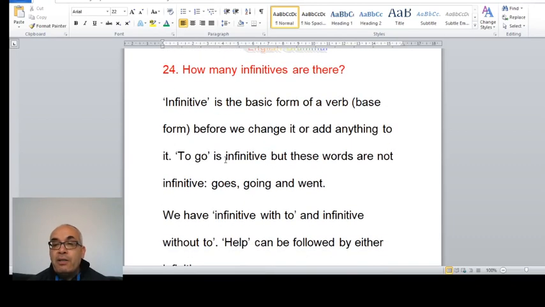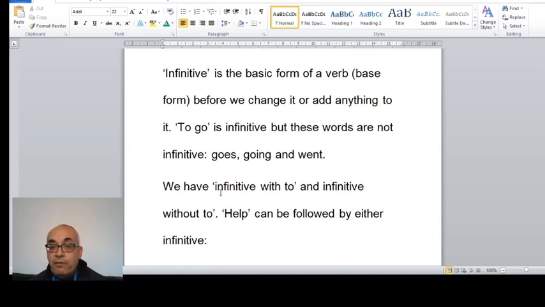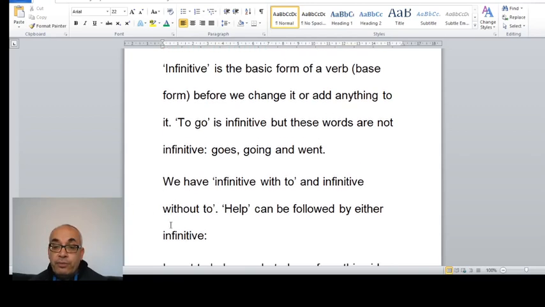Infinitive. How many infinitives are there in English? Infinitive is the basic form of a verb, which is the base form, before we change it or add anything to it. For example, to go is infinitive, but these words are not infinitive. Goes is not infinitive. Why? I put es to it. Going is not infinitive. I put ing. Went is past. It's not infinitive. Infinitive is the verb before we change it, before we add anything to it. It's the base form. So in English we have two kinds of infinitive. We have infinitive with to and infinitive without to.